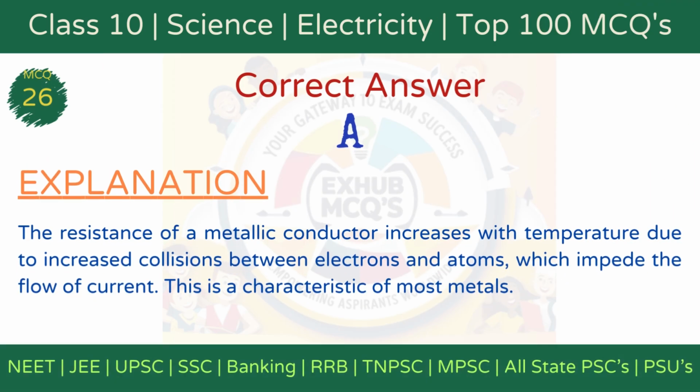The correct answer is option A, increases. Explanation. The resistance of a metallic conductor increases with temperature due to more frequent collisions between free electrons and atoms. These collisions impede the flow of current, increasing resistance.